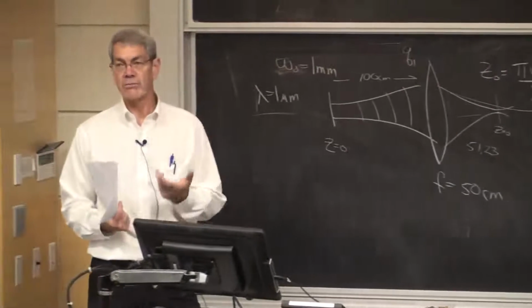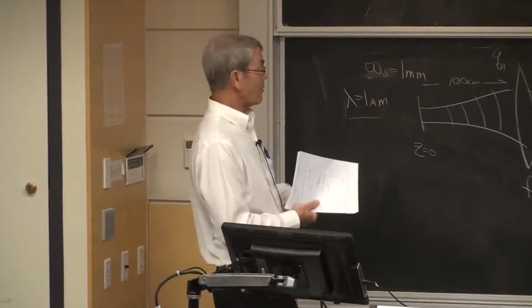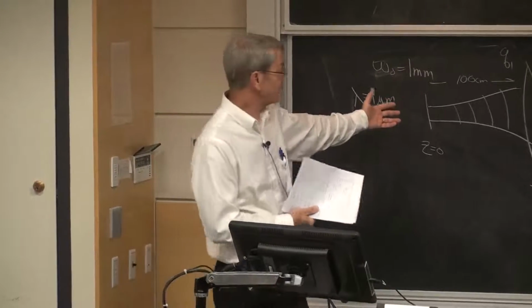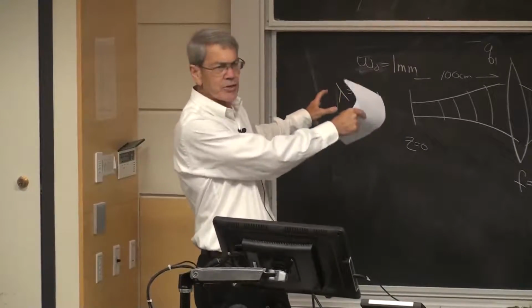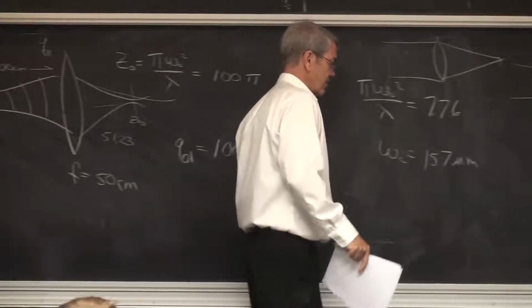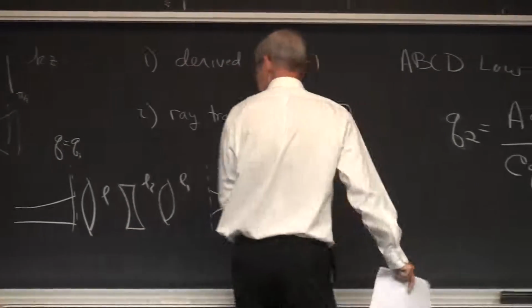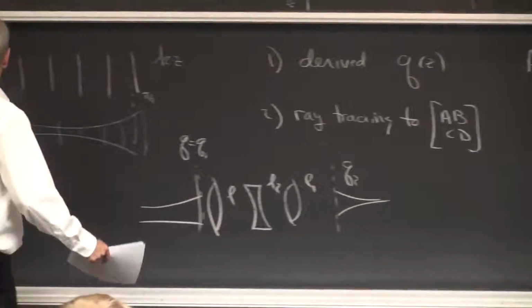So use it for transporting beams, getting them around. But the real power comes in designing a cavity. So what you want to do now is, I want to generate this beam. I don't want to just take it. I want to be the master of the beam. I want to make it. So how do you make these things? So that's the cavity design. So now let's apply the ABCD law to cavities.